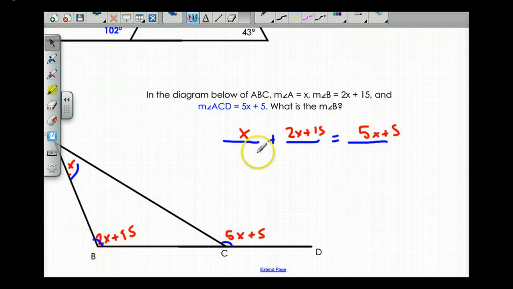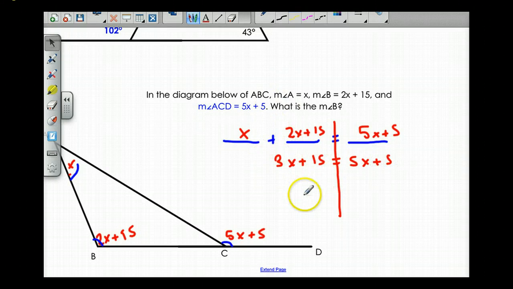Once again, to solve for B, what I really want to do is solve for x and plug that in. So I'm going to draw a line down the middle and figure out what goes where. On this side, if I combine x plus 2x, remember on the same side, I get 3x plus 15. And on this side, I get 5x plus 5. Just start off by combining like terms. Now to solve this, I'm going to move the smaller variable over to the side with the bigger variable. So let's subtract 3x from both sides. Get variables on one side.